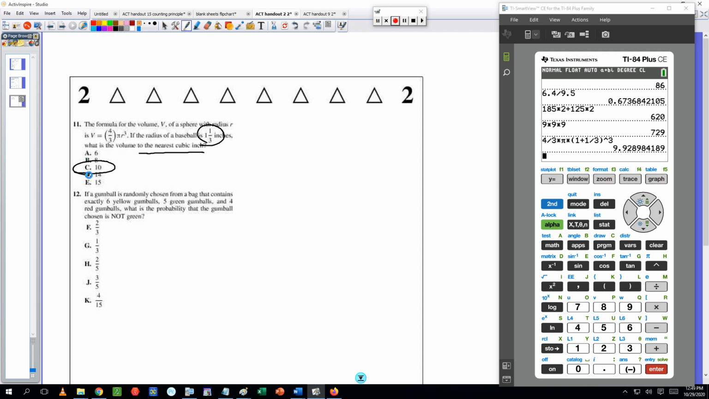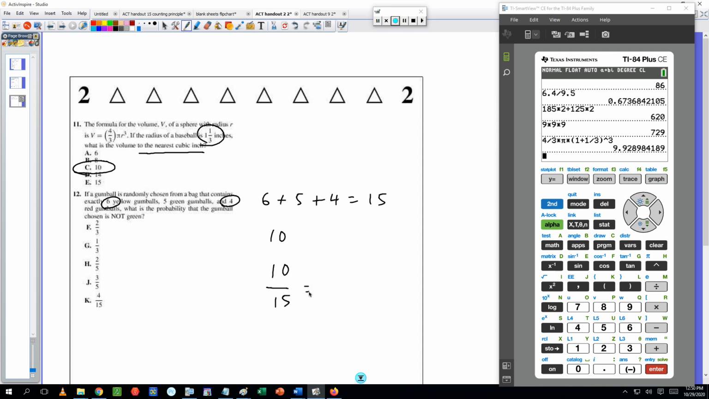If a gumball is randomly chosen from a bag that contains 6 yellow, 5 green, and 4 red, so that means we're dealing with 15 gumballs. What is the probability that the gumball is not green? Well, there's 6 yellow and 4 red, so that means there's 10 that are not green. So 10 divided by 15 would be my probability. Make that look a little neater.